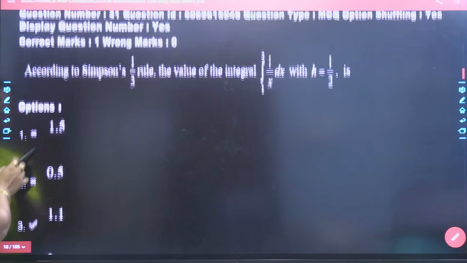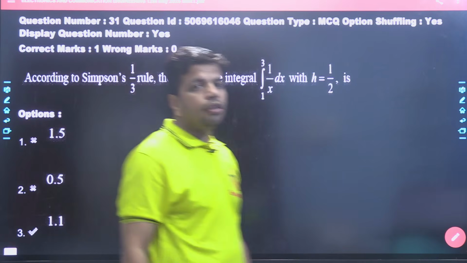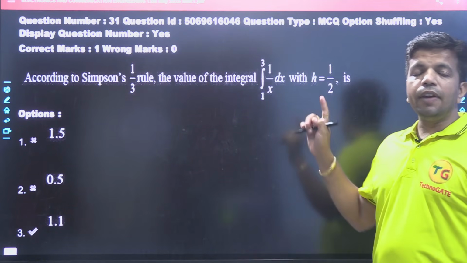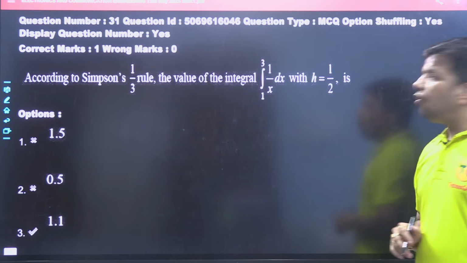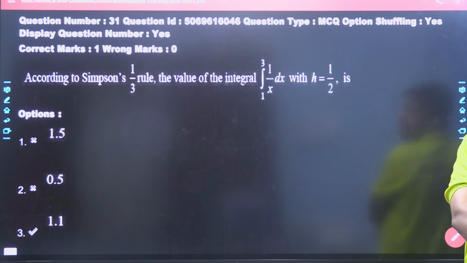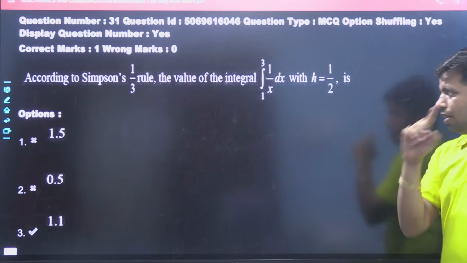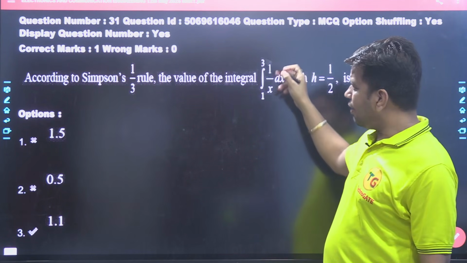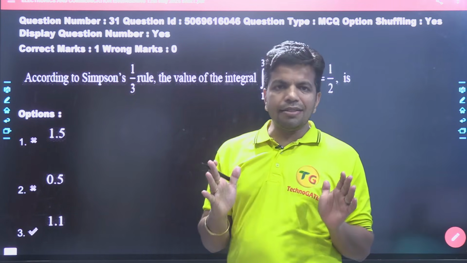Got it. Now let's see question number 31. According to the Simpson 1/3 rule, the value of the integration from 1 to 3 of 1 by x dx, where h is also given to us, that is simply 1 by 2. Okay. So Simpson's rule is for an even number of intervals. Here you can see the number of intervals is an even number. So odd points means the interval is even.